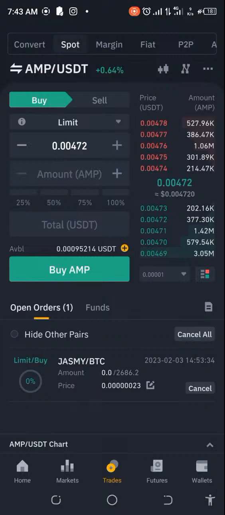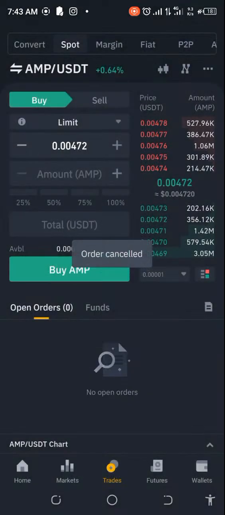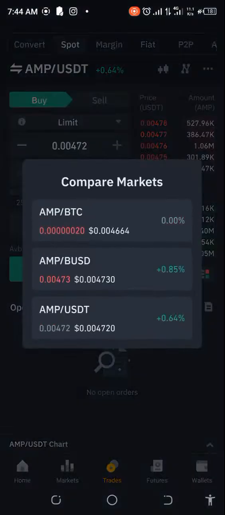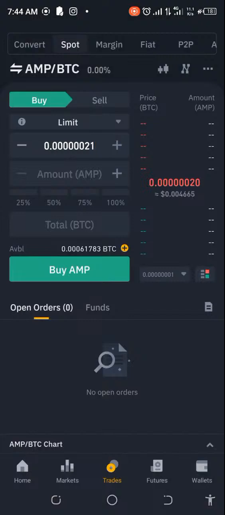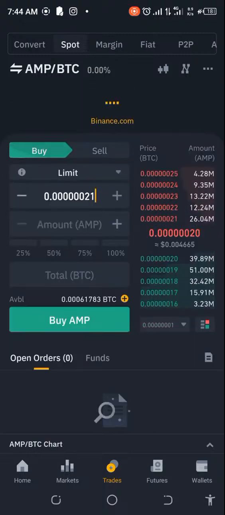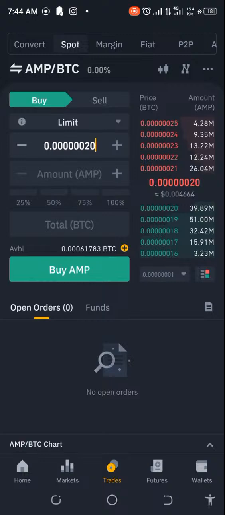Okay, so what I'm going to do first and foremost is cancel this trade. Once I cancel that, it releases back my BTC, and then I go ahead and do this for BTC. And let's hope that this works. So now what I'm seeing here is the current price.